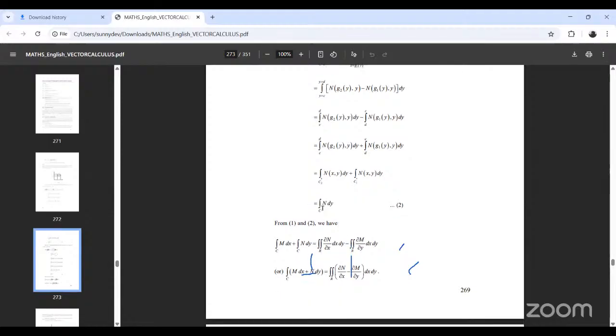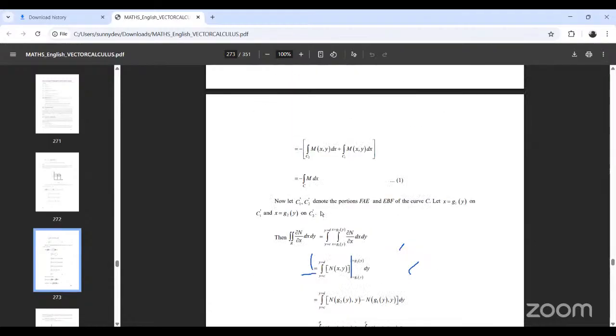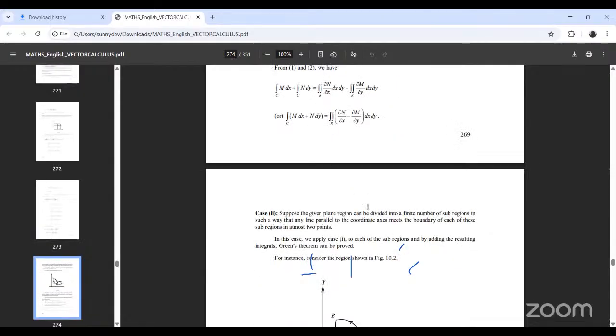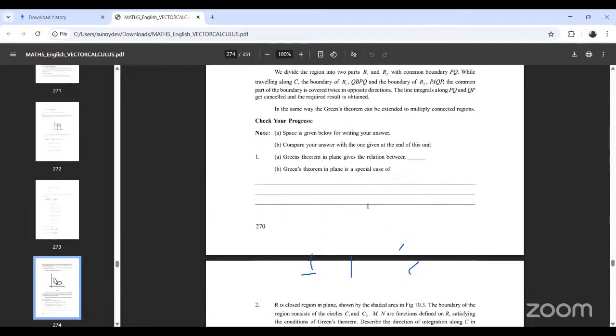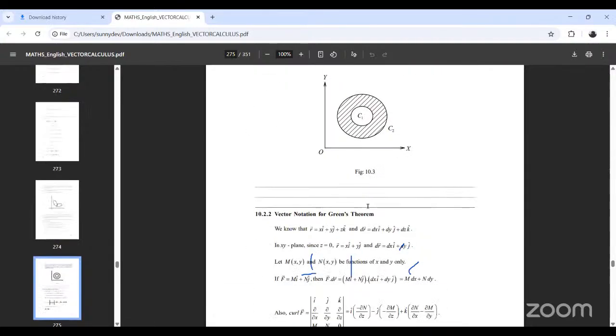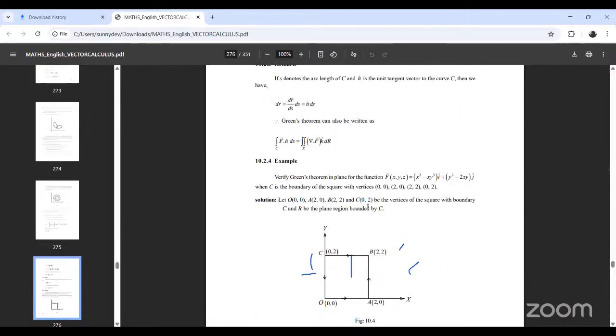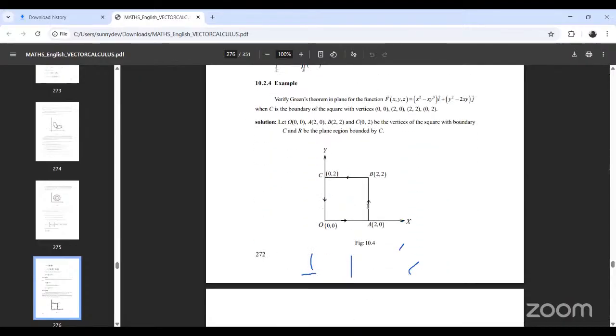So finally we get the integral of N dy. Adding the two equations, the integral of M dx plus N dy equals the double integral of (∂N/∂x minus ∂M/∂y) dx dy. So this is Green's theorem. Using Green's theorem, we need to solve some problems here.